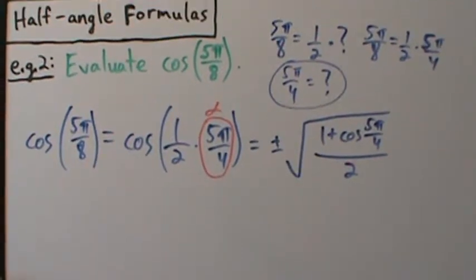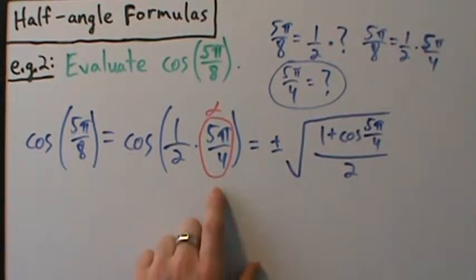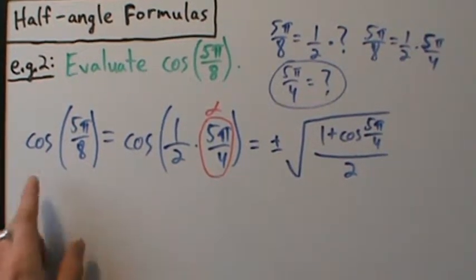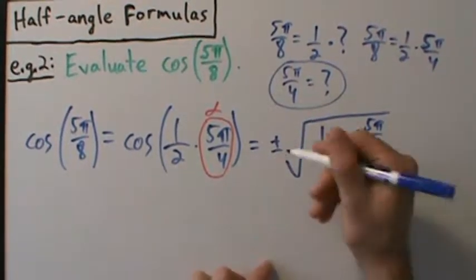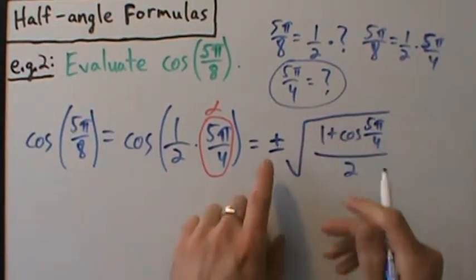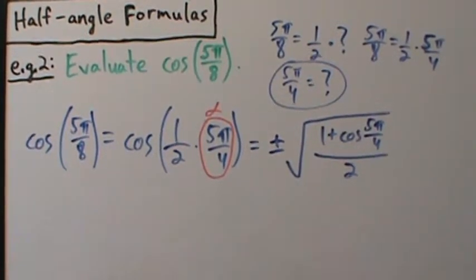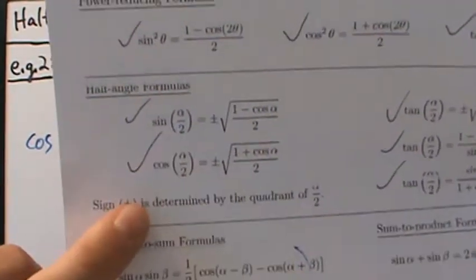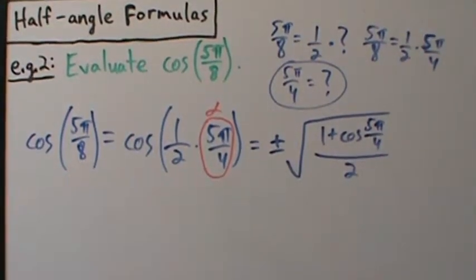And remember, be very careful. We have to know where 5 pi over 8 is, not where 5 pi over 4 is. Not where alpha is. We have to know where alpha over 2 is, because it's cosine of alpha over 2 that's positive or negative. So the sign is going to be determined by the quadrant of alpha over 2, the quadrant of the thing that we're taking the cosine of. Here we're taking the cosine of alpha over 2, so we have to know what quadrant alpha over 2 is in. Okay, so 5 pi over 8.